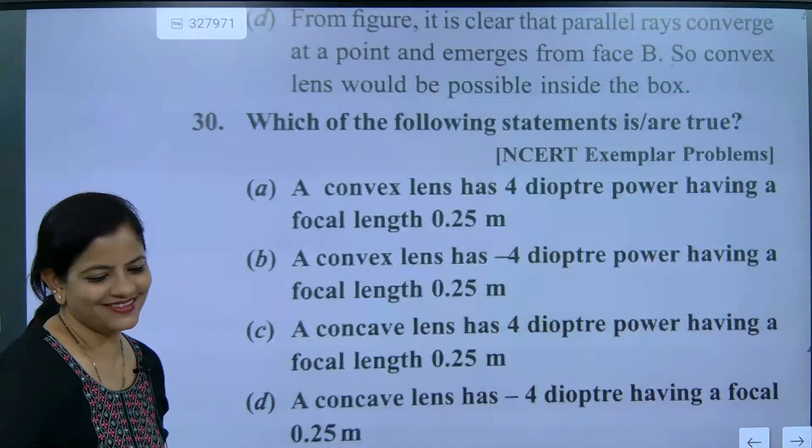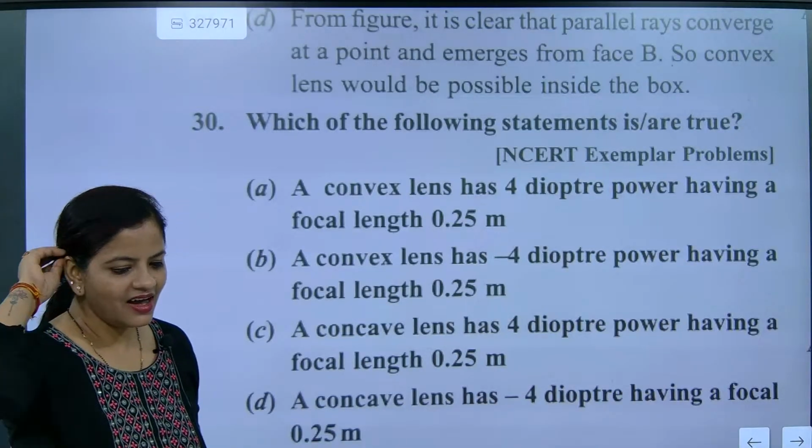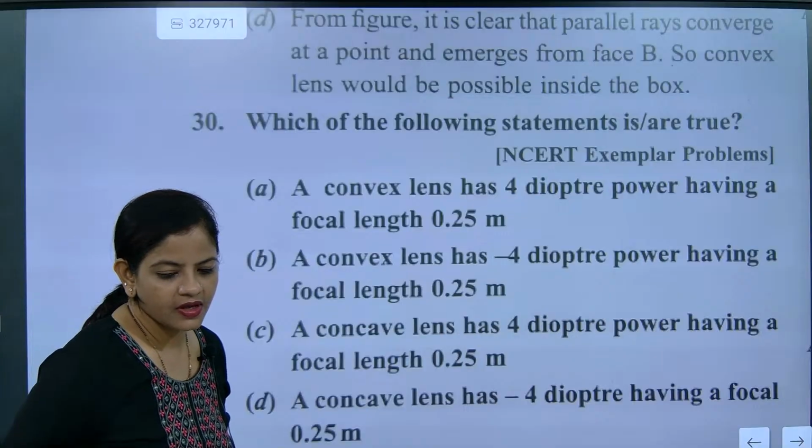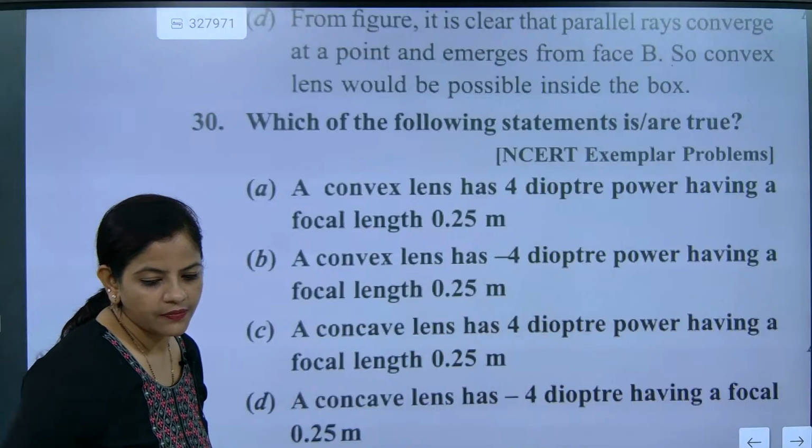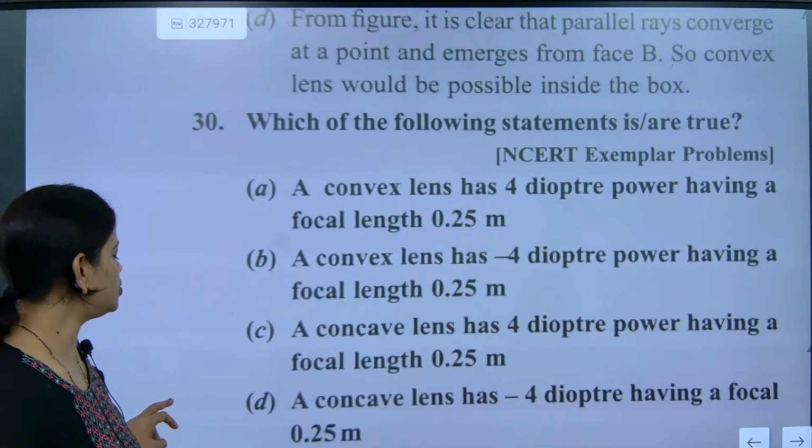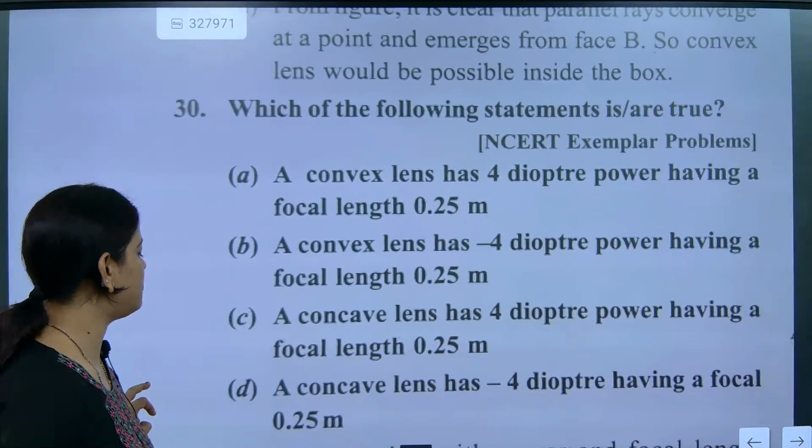Harini has given answer A. Where is Arun? I hope all the children have given their answers.